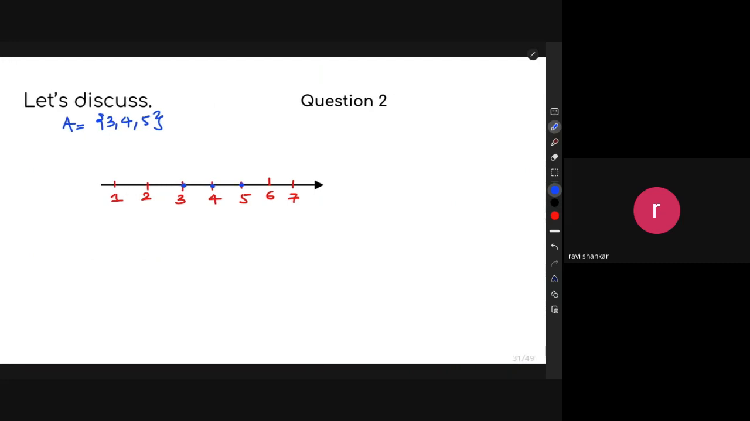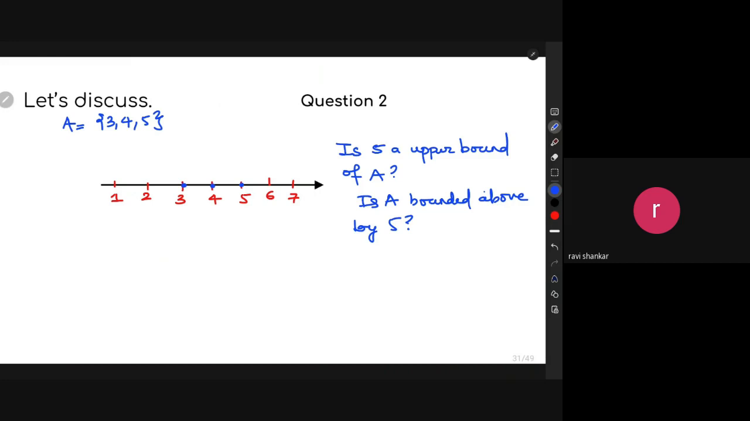So 6, correct. Now my question is: is 5 an upper bound of A? In other words, is A bounded above by 5? These are two same questions. Okay. So is A bounded above by 5?